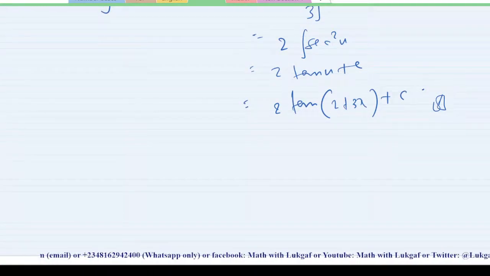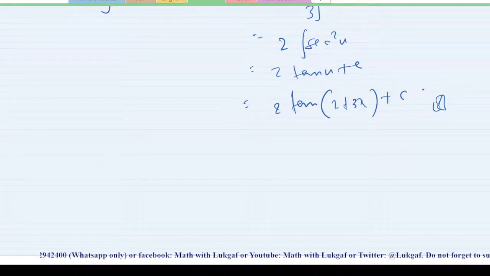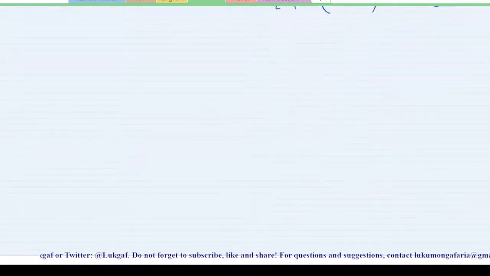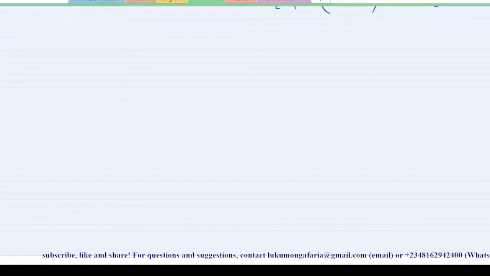Make your u, for example, a linear function of x, and you differentiate. Then you make your dx the subject of the formula. Immediately you make it the subject of the formula, you substitute all the values in terms of u into your integral, then you integrate. So that's that. But as a consequence of this u-substitution integral, I'm going to teach you two principles.